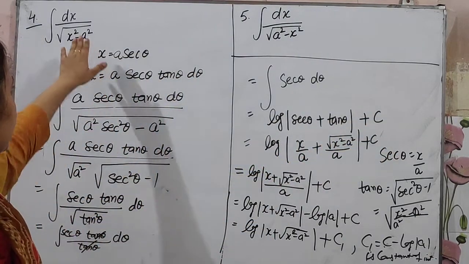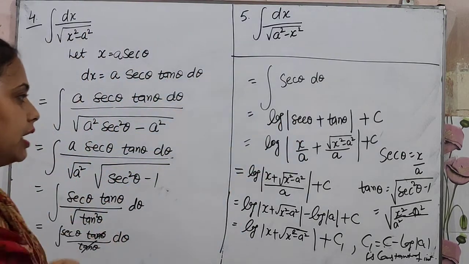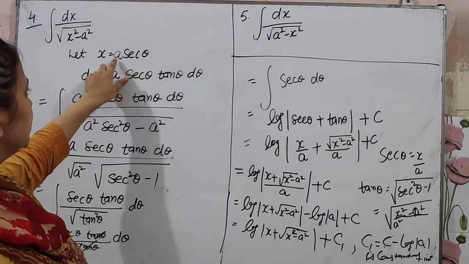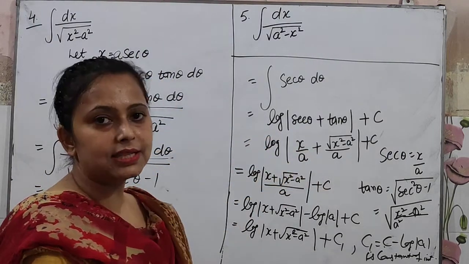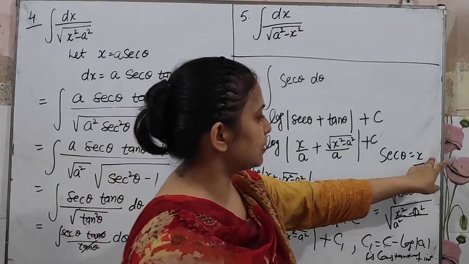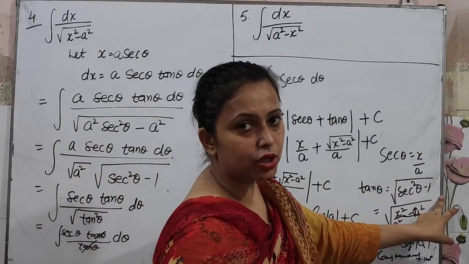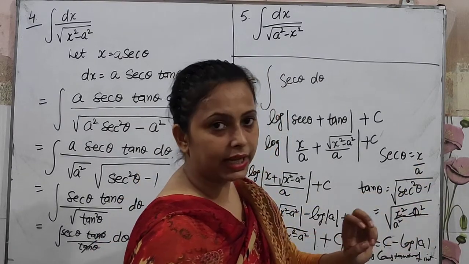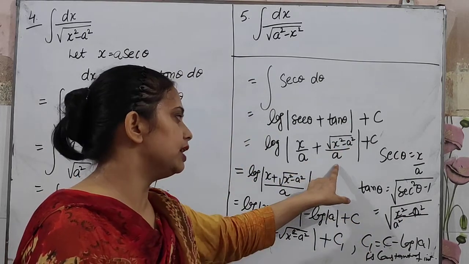Now we have the integration in terms of theta, but our answer must be in terms of x, so we have to convert the answer in terms of x again. X equals a secant theta, which means dividing x by a gives the value of secant theta. So secant theta is x upon a. Now what is tan theta? If secant theta is x upon a, we have the relation tangent theta equals under root of secant square minus 1. Secant square is x square upon a square minus 1. Take LCM. We get x square minus a square. Under root of a square is only a, so a here.